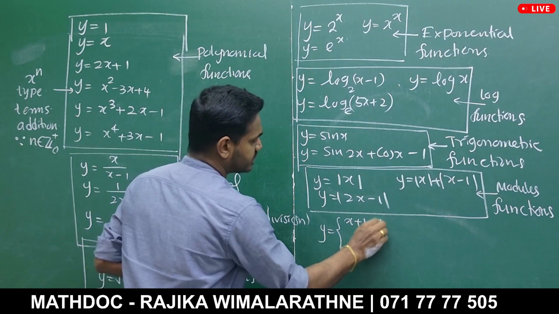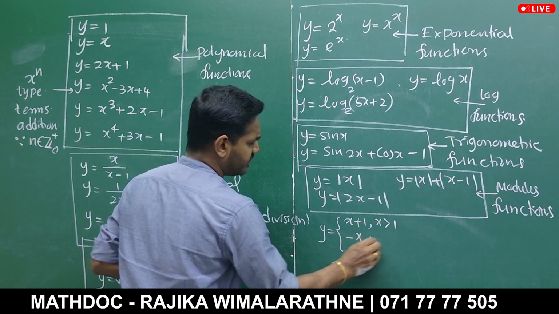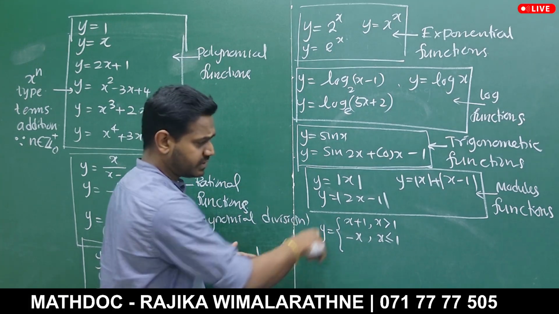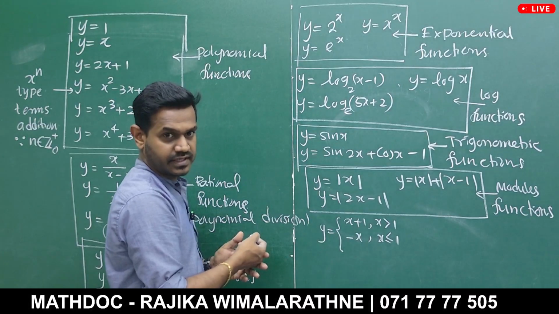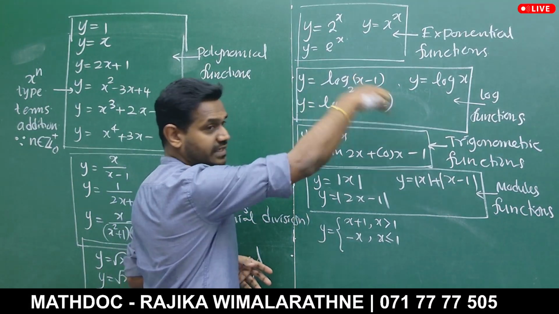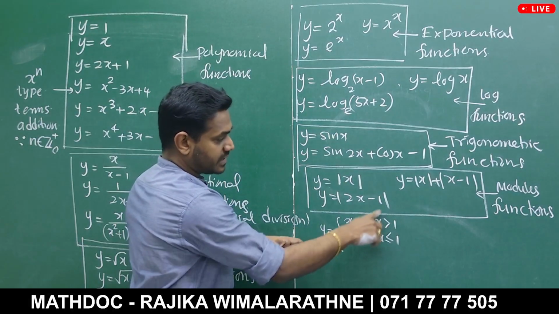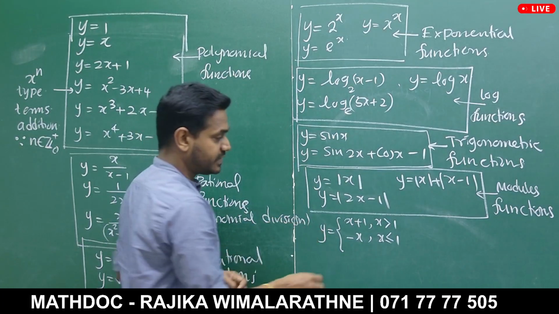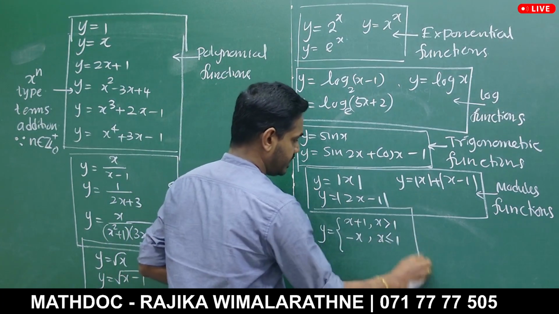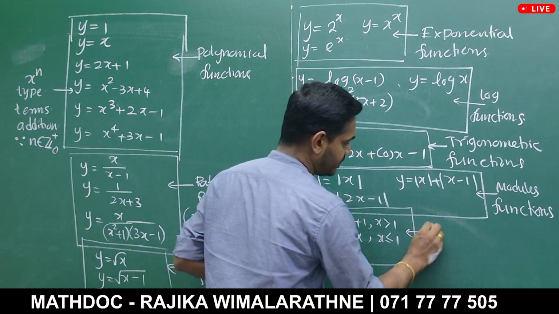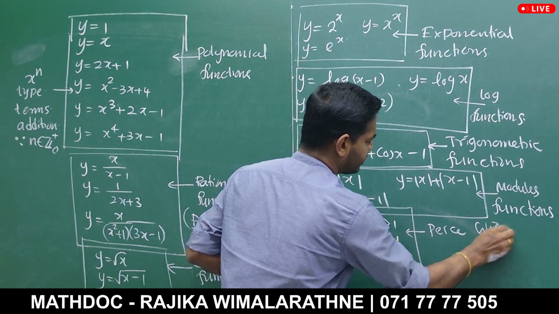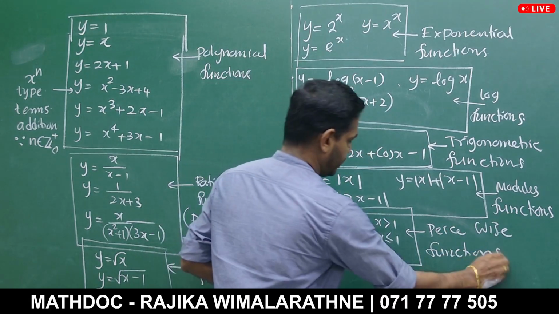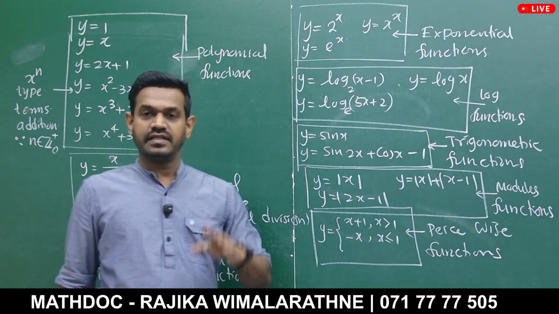And further there can be x plus 1 for x greater than 1, and minus x for x less than or equal to 1. Likewise there can be composite functions. Especially we say they are piecewise functions. That means here we have one relation, but for x greater than 1 we have one type, and for x less than 1 we have another type. This is what we call piecewise functions. Just get an idea, that's enough.